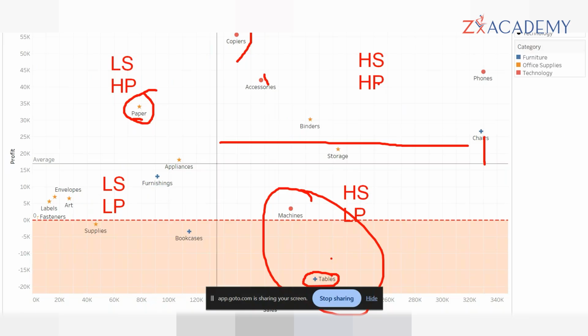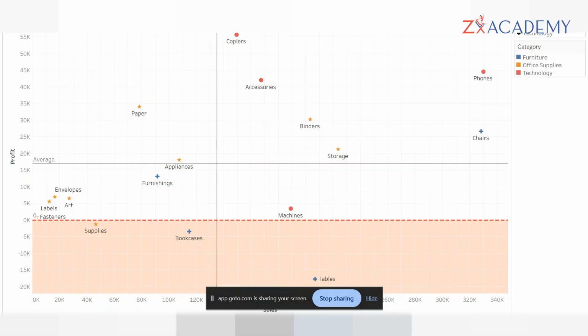Fine. This is the kind of understanding that we are able to get by putting this data into these quadrants. So I can say this should be among my favorite ones, because here we are getting a good profit, even with the low sales.